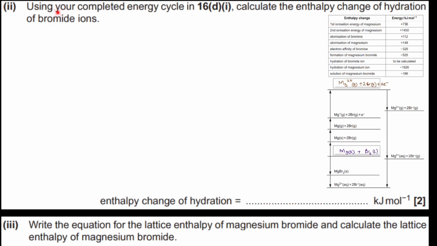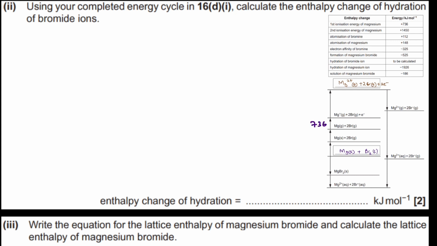Part 2. Using your completed energy cycle in 16D1, calculate the enthalpy change of hydration of bromide ion. For the first ionization energy of magnesium, that will be here, magnesium going on to magnesium ion. So this will be gaseous becoming ion.